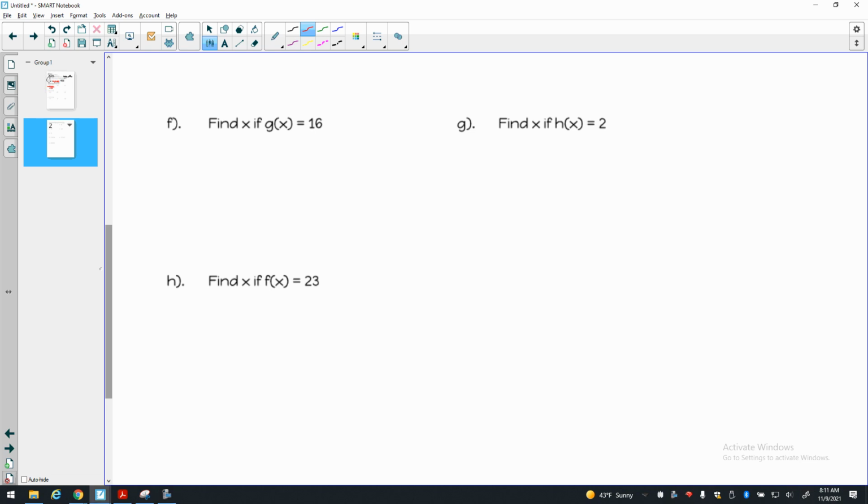Letter F. What's different about how I started letter F? I need to find x if g of x equals something, right? Now, do I know what x equals, or is that what I'm trying to find? I'm trying to find it. So if I don't know what x equals, what does that number represent? That's my y value. Okay?